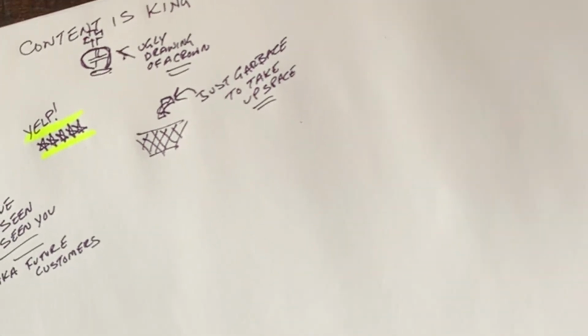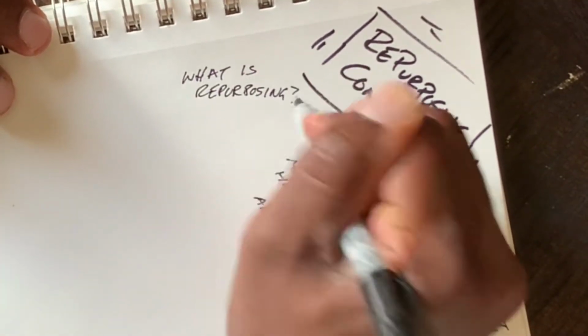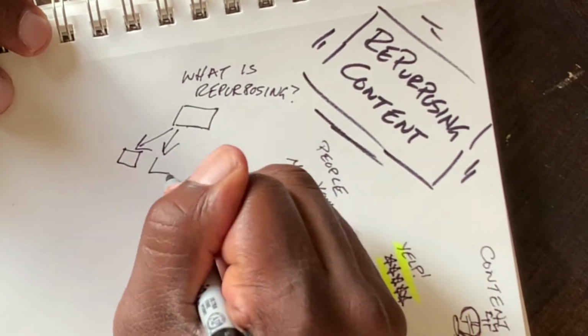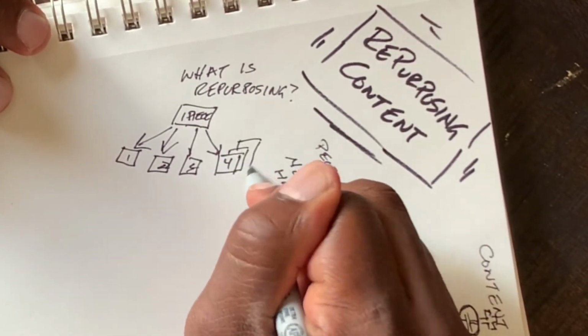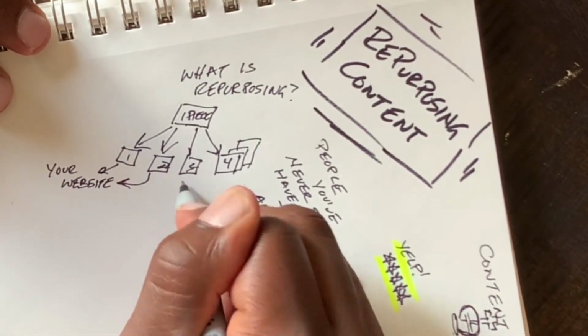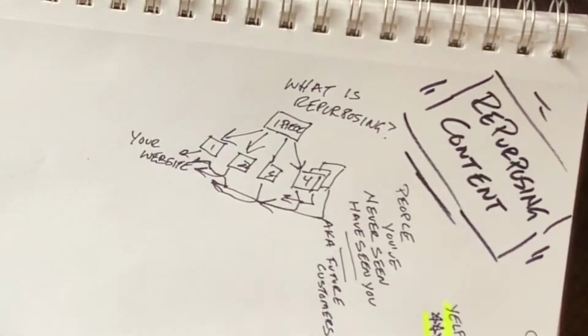So, what is repurposing? It's taking one piece of content and turning it into 4, 5, or even 6 other pieces of content, and then pushing them out onto other online platforms besides your website so you can direct people back to your website. Let's say you have this really nice article that you want to hang on your blog.